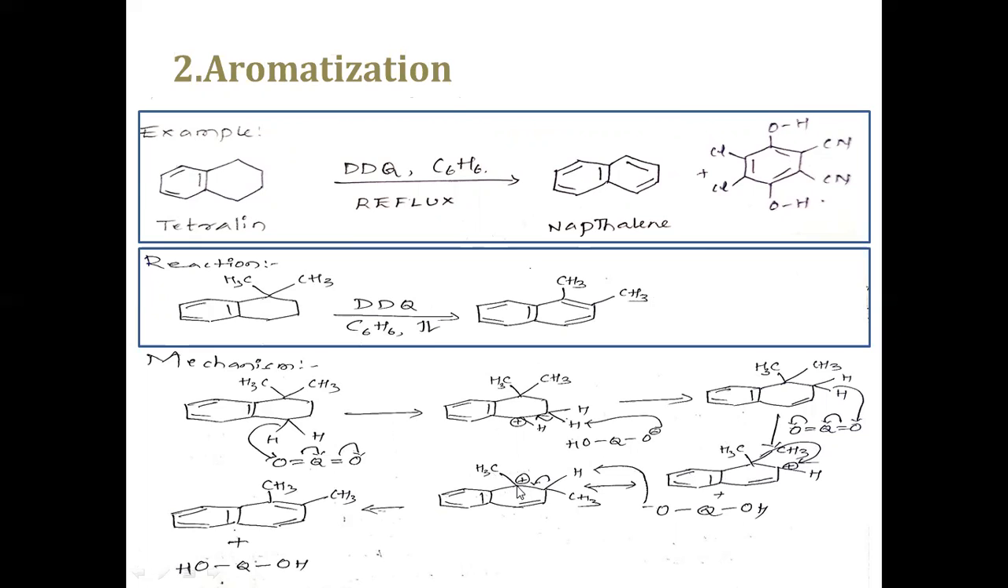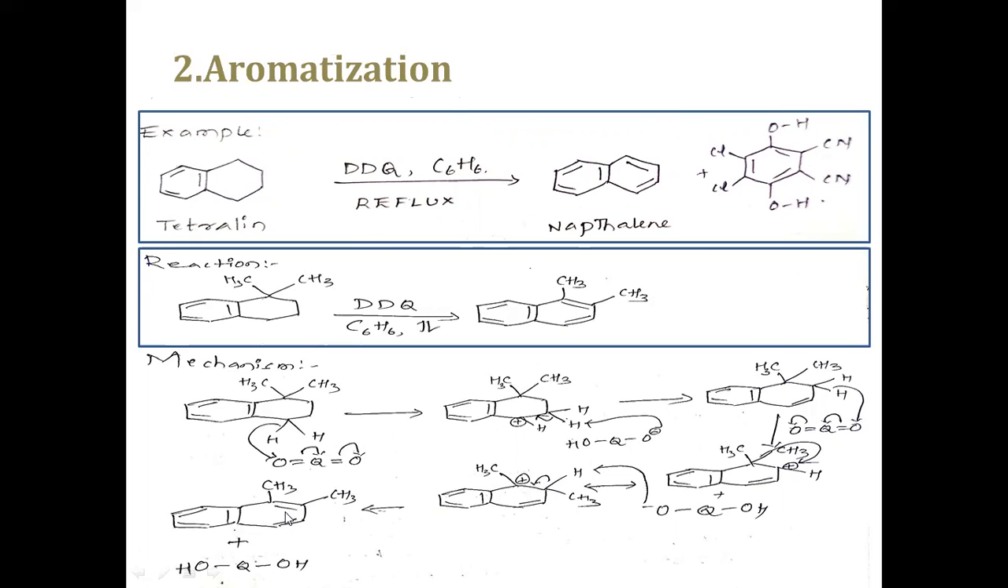comparatively more stable. Now, the partially reduced DDQ, which is in the form of oxide, will abstract a proton from this position, and this C-H bond pair of electrons is shifted here, and you get the product, that is 5,6-dimethyl naphthalene. The molecule is getting aromatic character in this case. You got two double bonds in this case.